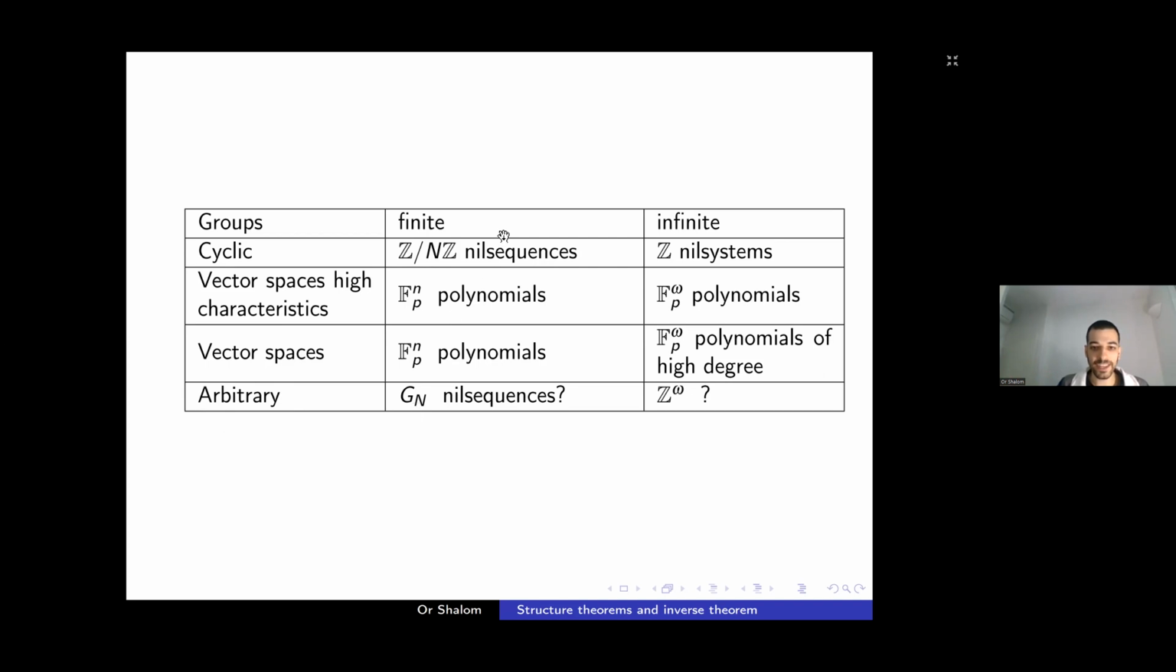And then one can think and see that, well, in the cyclic case, obstructions are nil sequences, which are bracket polynomials. And in the vector space case, obstructions are polynomials. But polynomials are subsets of those nil sequences. And so perhaps nil sequences are the obstruction to uniformity in general.